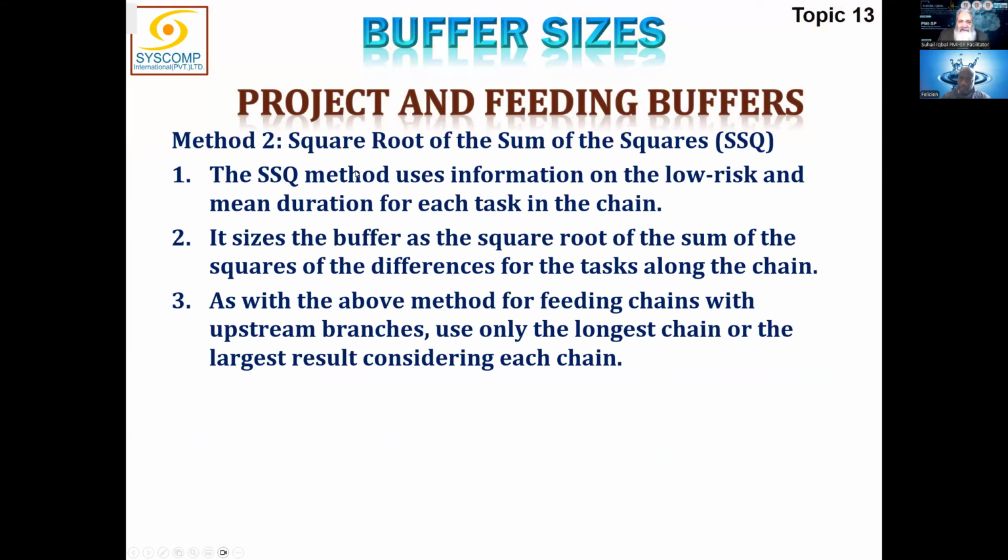The other method is a little tricky. It is called square root of the sum of squares, SSQ. Square root of the sum of squares. A little technical. The SSQ method uses information on the low risk and mean duration for each task in the chain. It sizes the buffer as the square root of the sum of the squares of the differences for the tasks along the chain. As with the above method, for feeding chains, same way you can create the feeding chains as well.